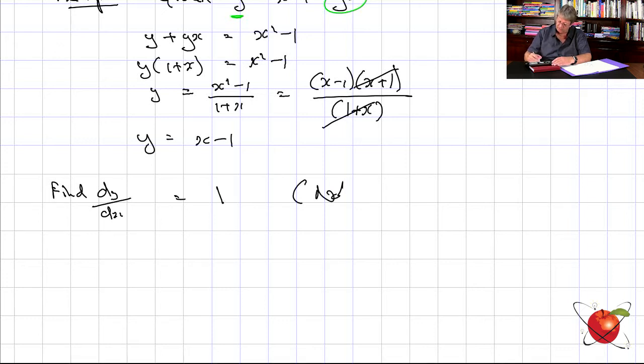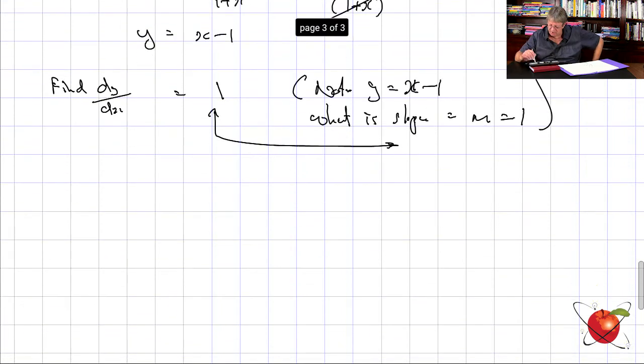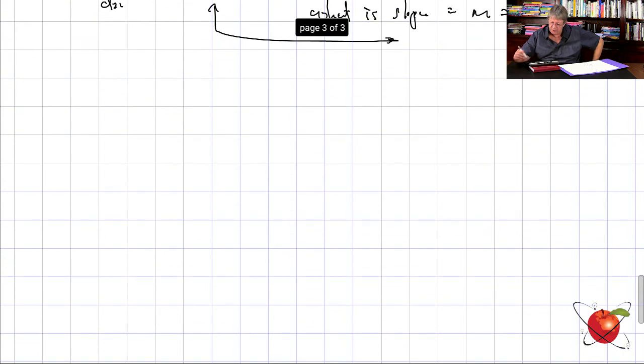And note, y was equal to x minus 1. What is the slope? m is 1. So they actually agree with each other, which they should. Okie dokes. The little trick there was to do the simplification to get it all to the other side, factorize and divide through. As I say, a couple of students asked me that one, so I thought because it was different, I'd just pop it in there.